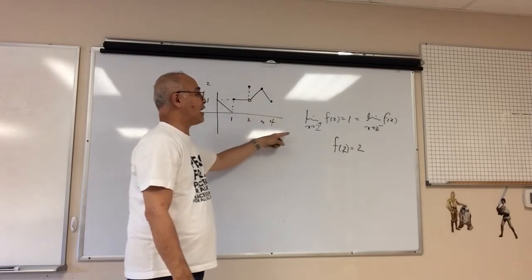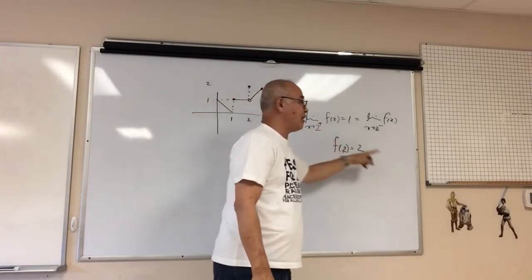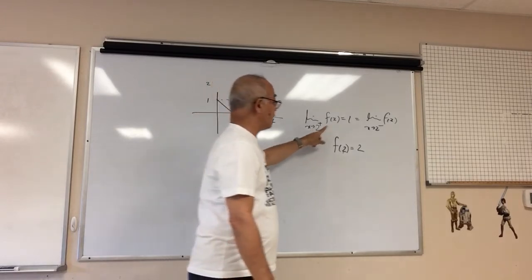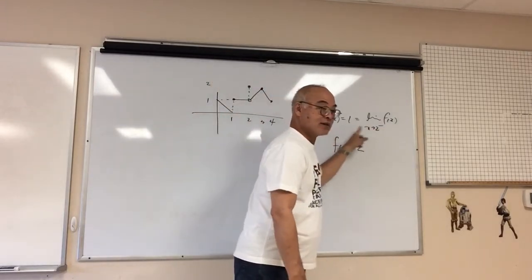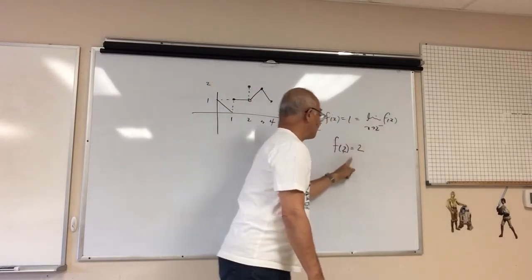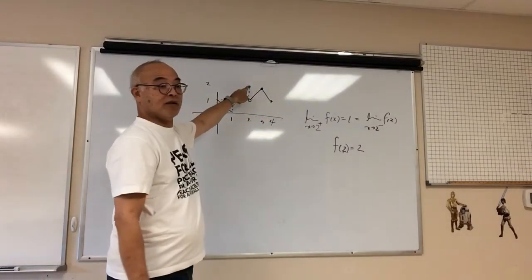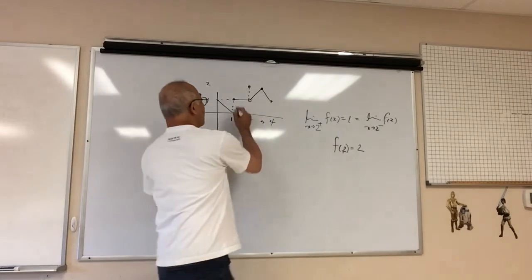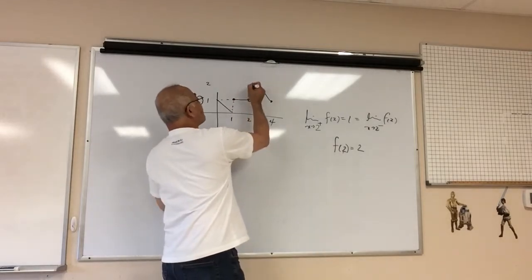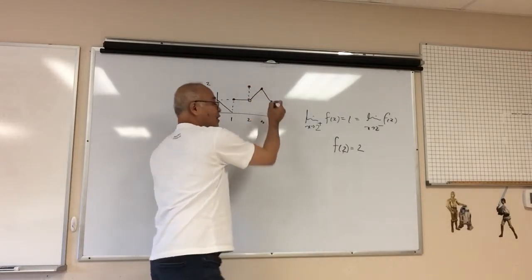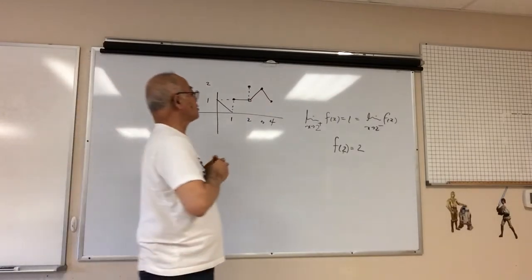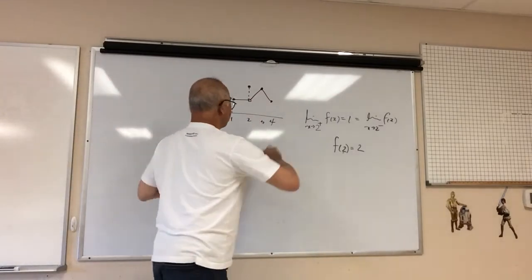So this is a classic example of a discontinuity, where your limit exists, but the function value itself is up here. You can see it's a discontinuity. In order to draw it, you have to lift your pen and then come back and go like this. Okay, so let's look at 3.